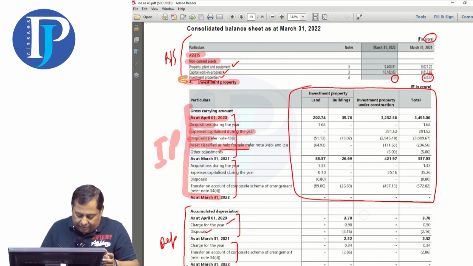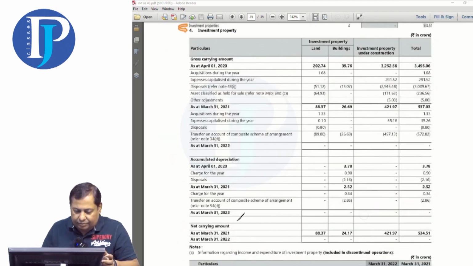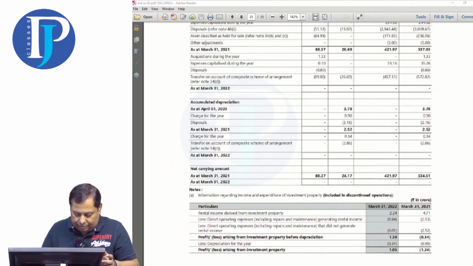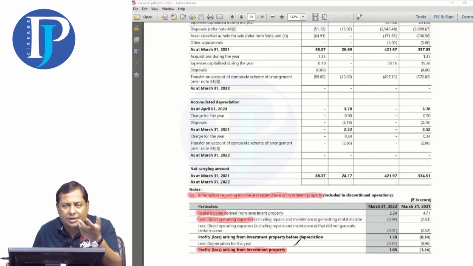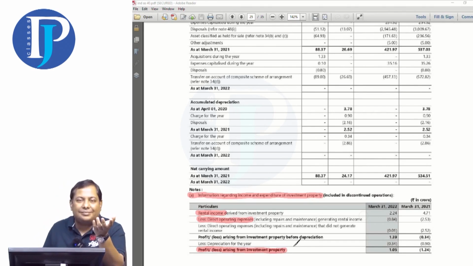One thing I told you. In the notes to accounts, we need to give one more piece of information. What was the rental income and what were your operating expenses? What was your profit or loss? How much rent did you earn? What were your expenses? You have to tell them what you net earned from the property. That detail is given here.